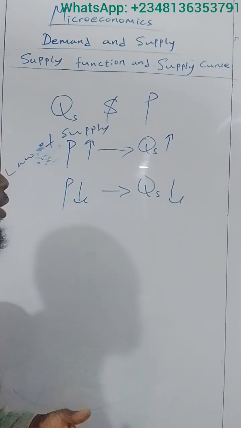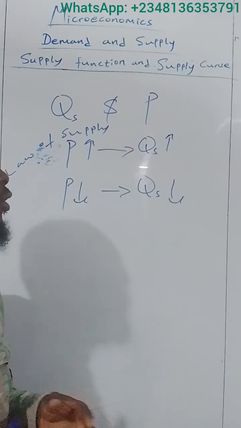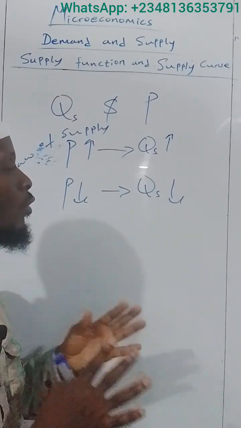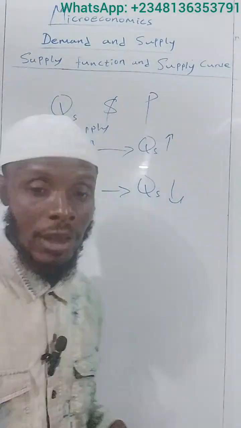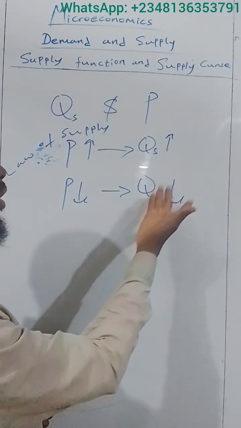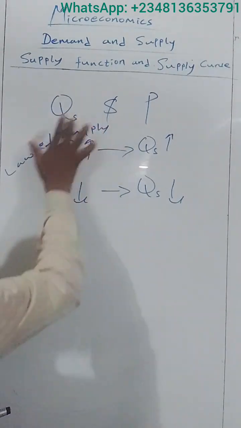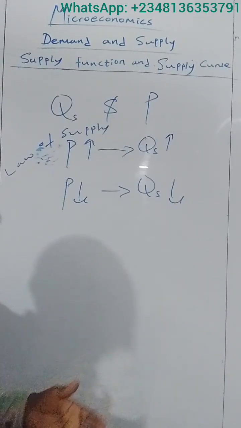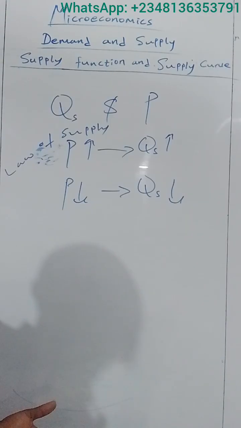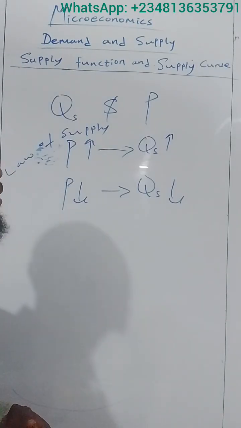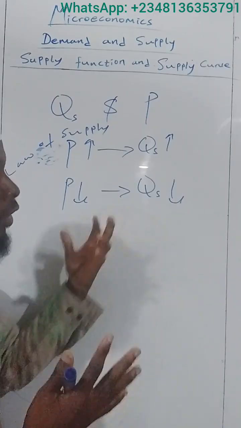For example, the cost of production has not changed. There is no technological improvement and no other factors that can affect the quantity supplied. All those factors are held constant. That is, we assume they remain the same. We are only looking at the effect of the price of the commodity on the quantity supplied. So this relationship, we can transform it into a mathematical equation, one that expresses the relationship between the quantity supplied of a commodity and its determinants.